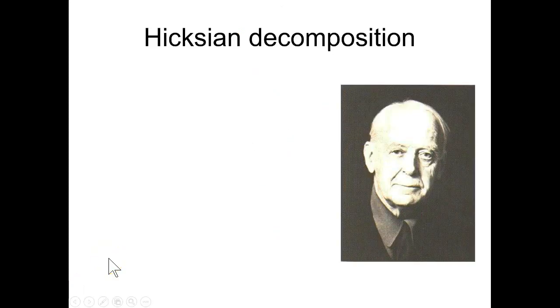In the 1930s, a famous economist by the name of J.R. Hicks, or John Hicks, tried to disentangle 2 parts or 2 aspects of the law of demand. It was argued that there are 2 reasons why the demand curve might be downward sloping.